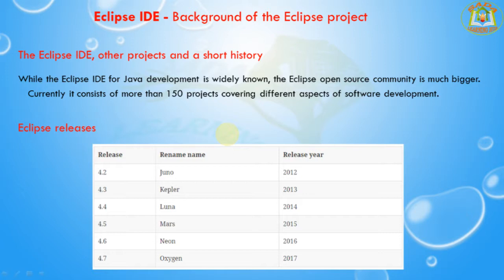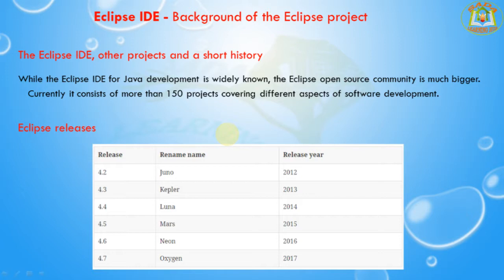While the Eclipse IDE for Java development is widely known, the Eclipse open source community is much bigger. Currently, it consists of more than 150 projects covering different aspects of software development. For example, Eclipse projects provide tooling for JavaScript development and runtime components, like the popular Jetty web server.